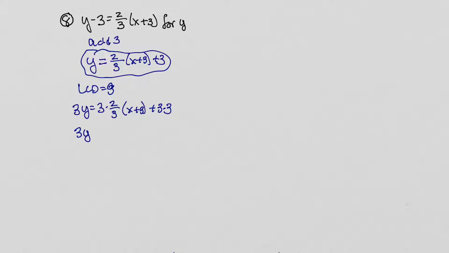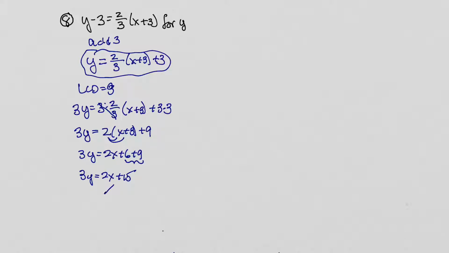We'll get 3y equals, now notice that these 3's cancel, and we get 2 times x plus 3 plus 9. Let's multiply through. We'll get 3y equals 2x plus 6 plus 9. We can do the 6 plus 9. We'll get 3y equals 2x plus 15.